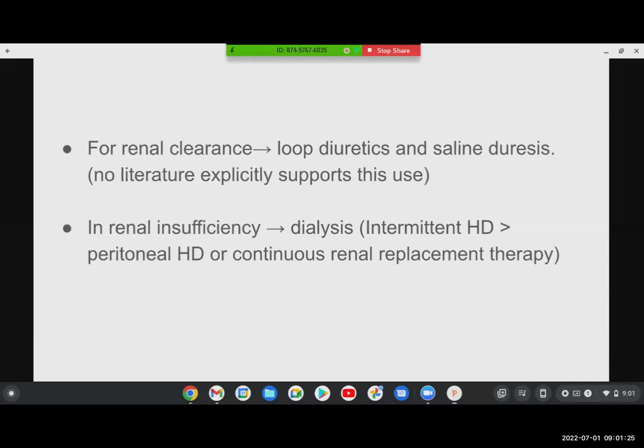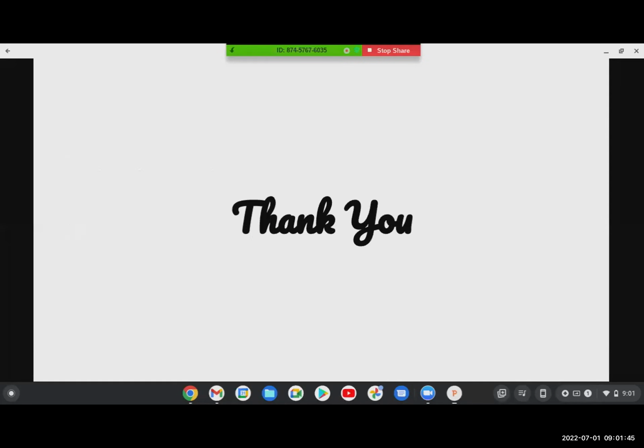For renal clearance of magnesium, loop diuretics and saline diuresis are used, although there is no supporting literature to prove this. In renal insufficiency, dialysis is used. Intermittent hemodialysis is found to be more effective than peritoneal dialysis or continuous renal replacement therapy. So that's all in short.